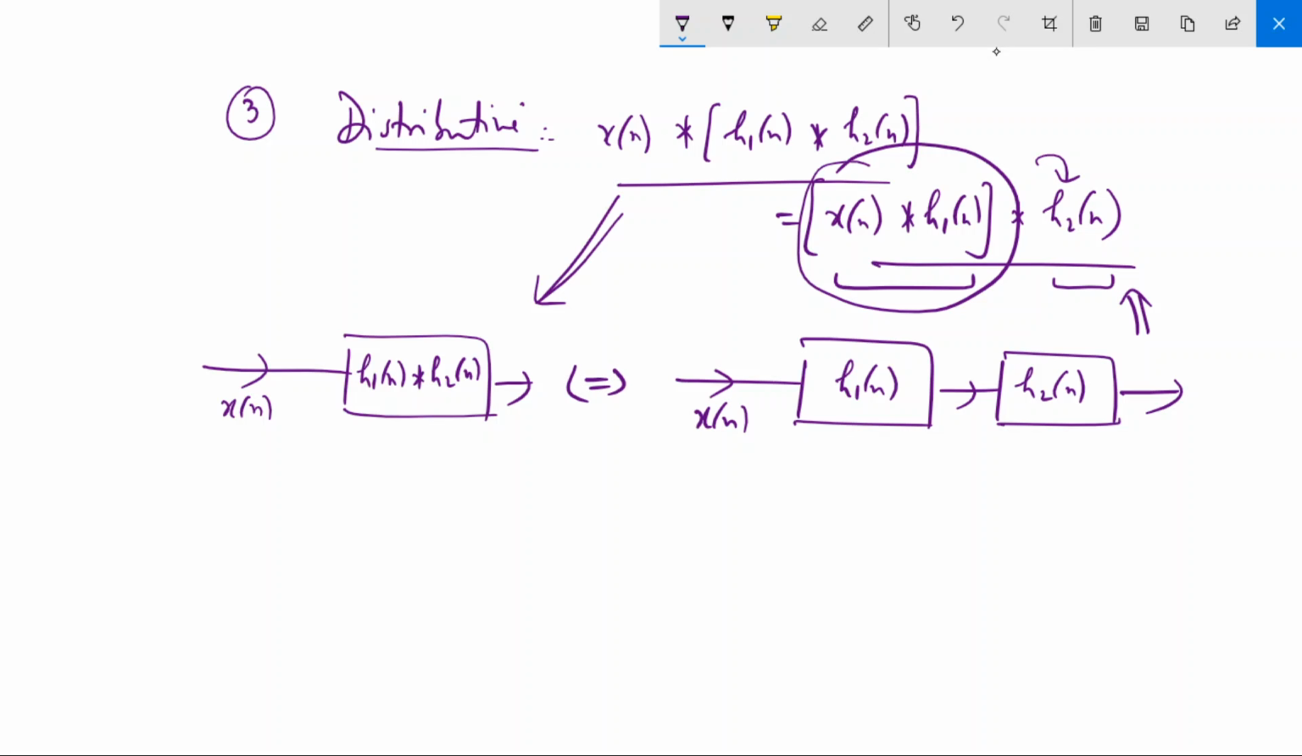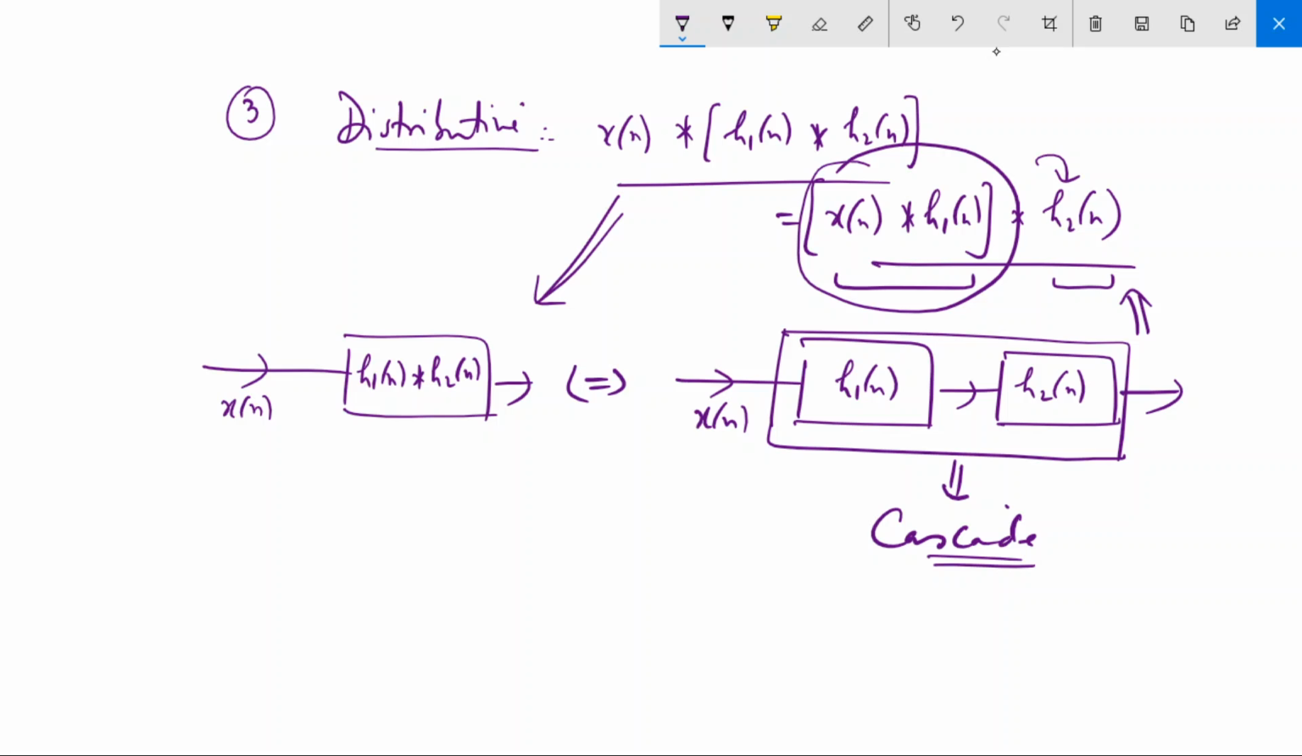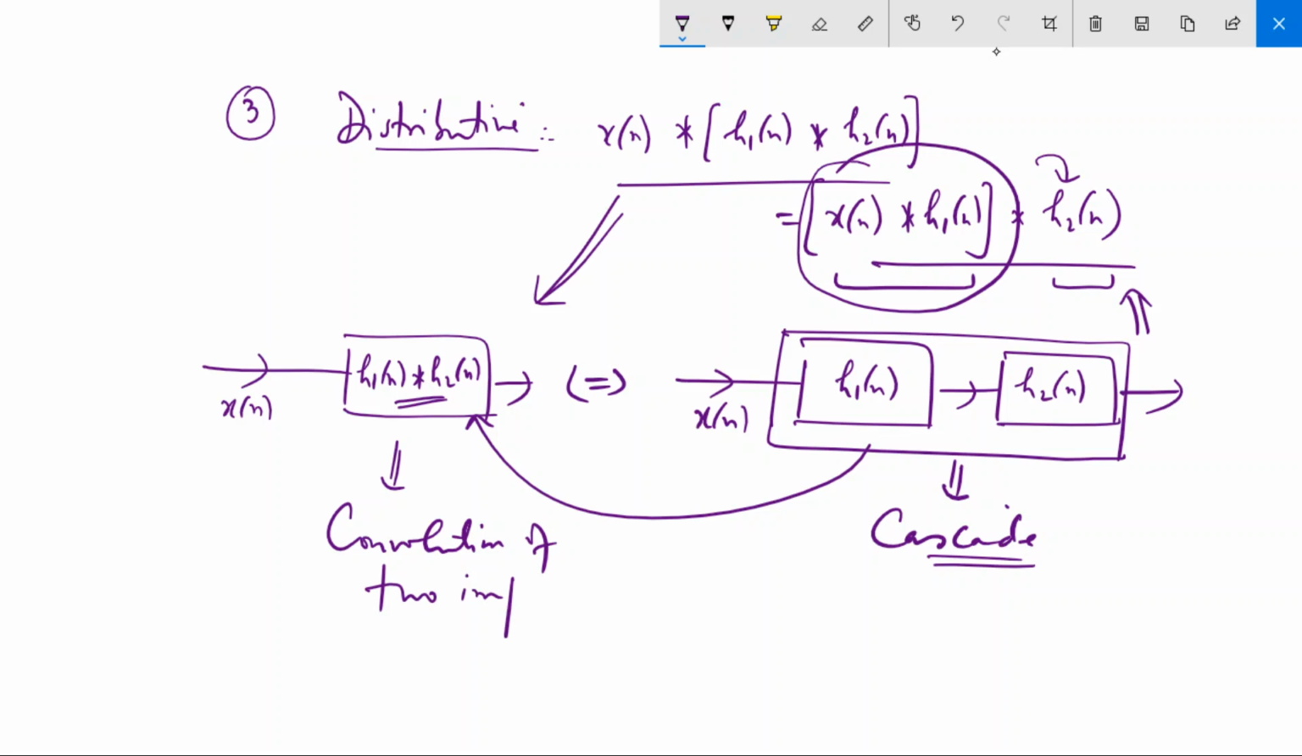So these two systems again are equivalent. So what you can conclude here is that in this case h1[n] and h2[n] are connected in cascade. Okay, it means output of one is given as input to another system, and when the two systems are connected in cascade, the overall response of the system is nothing but the convolution of individual responses, the convolution of two impulse responses.